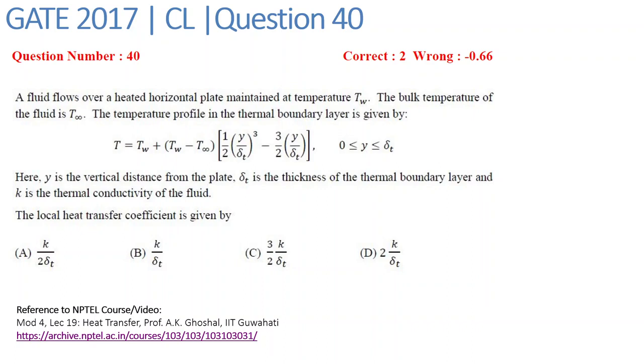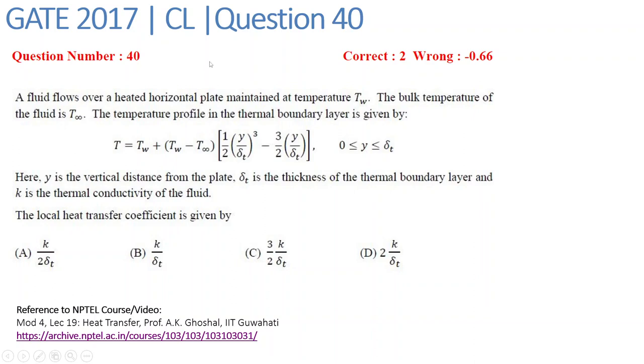Now let's look at question 40. If you have any doubt, you can write it in chat box or unmute yourself and speak up too. So I guess we can move on to next question.